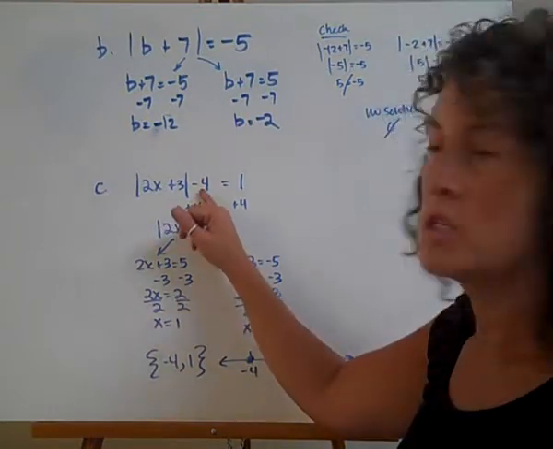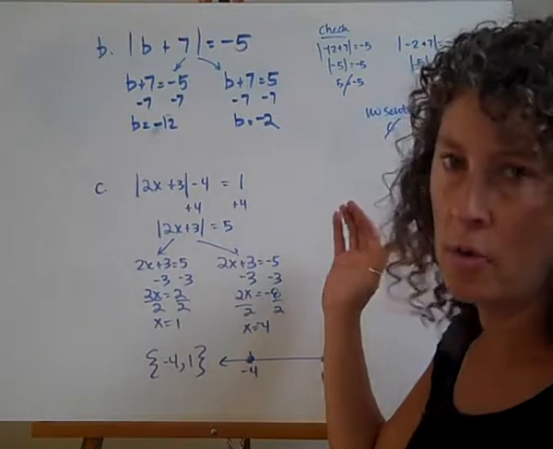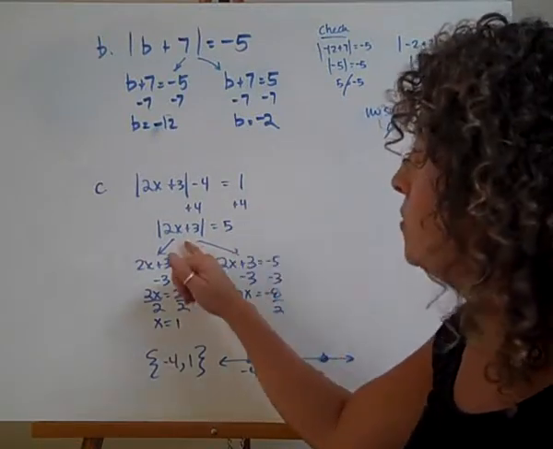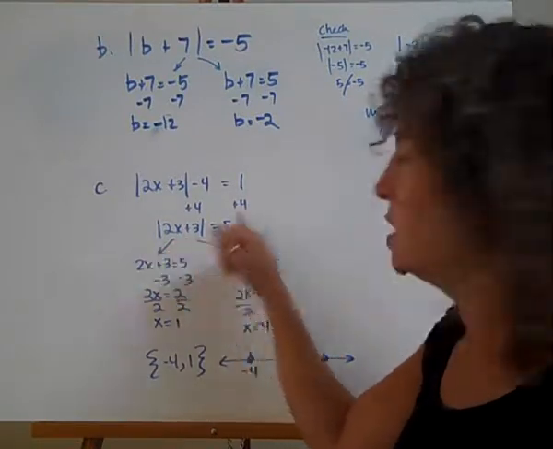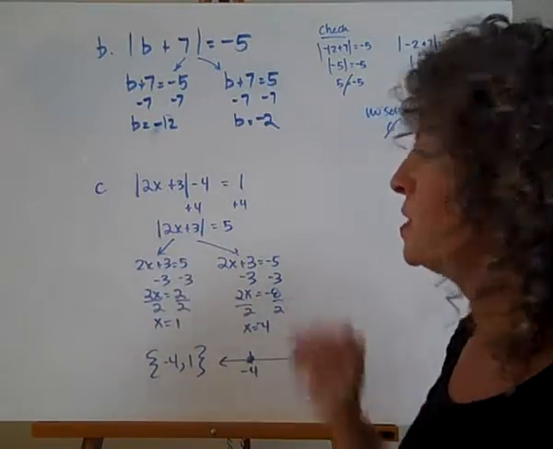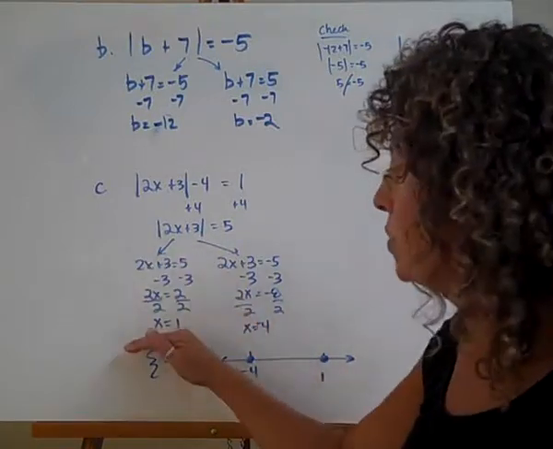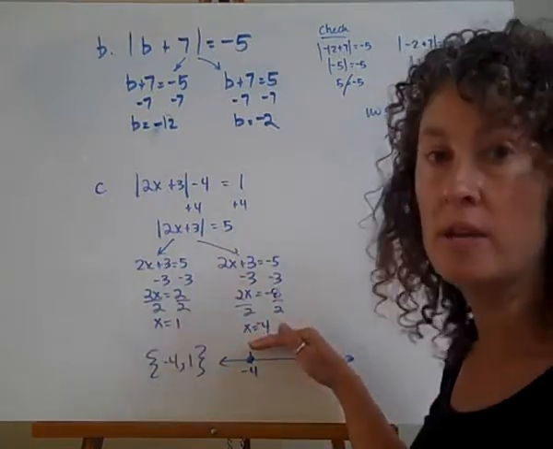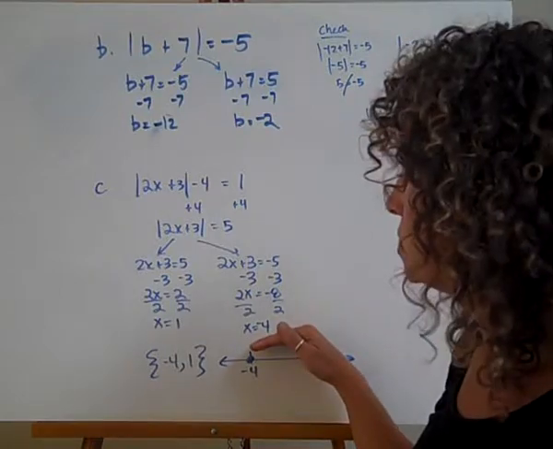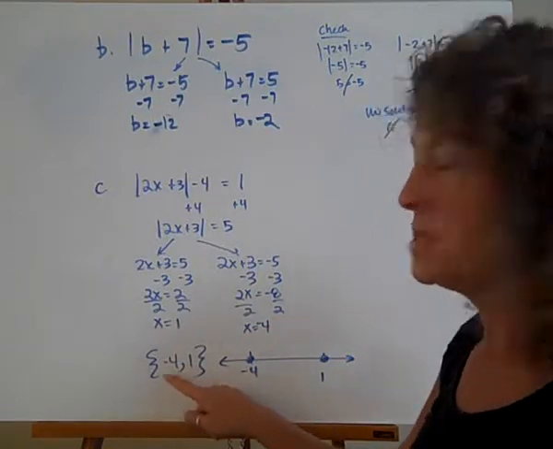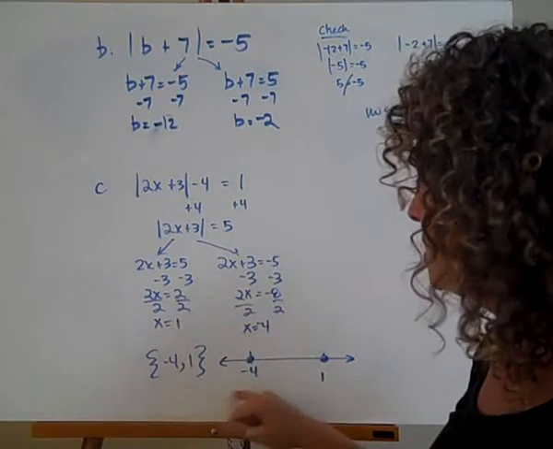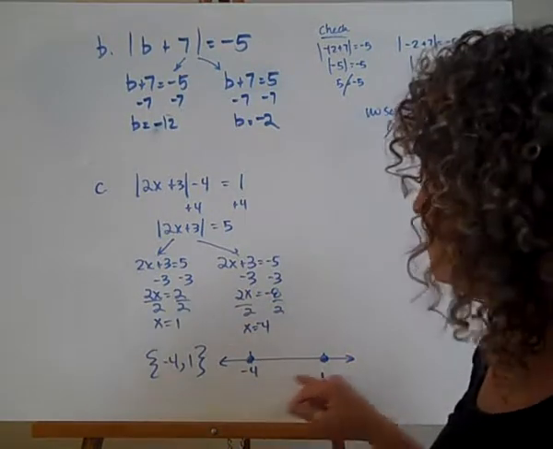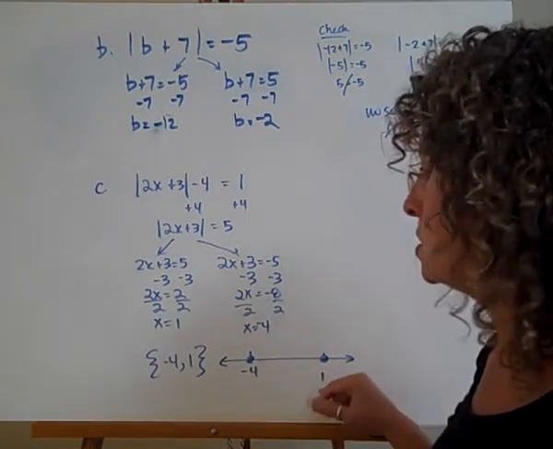So I need to get rid of this minus 4 first. So I just add 4, very straightforward. Now I've got my absolute value of 2x plus 3 equals 5, very nice. I can split this up into two equations. I end up with x equals 1 and x equals negative 4 for those two solutions. I add my brackets, negative 4 and 1. We were graphing these, so on my number line I have negative 4 and positive 1 as my two solutions.